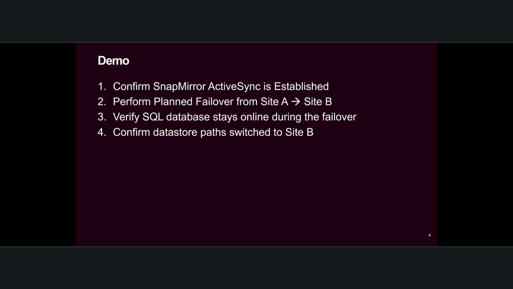Now that you understand the architecture, here's exactly what we're going to do in this demo. First, we'll confirm that SnapMirror ActiveSync is established. Then we'll perform a planned failover from Side A to Side B. And finally, we'll verify that VMware and the SQL database remain online the entire time. Now let's jump to the demo.